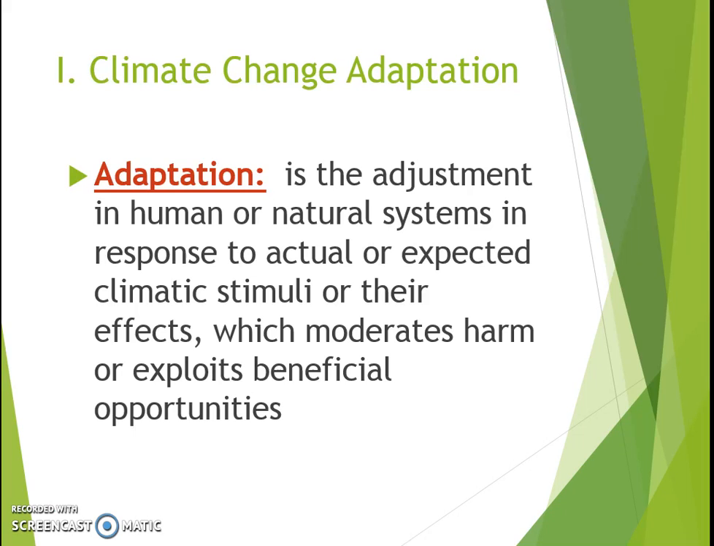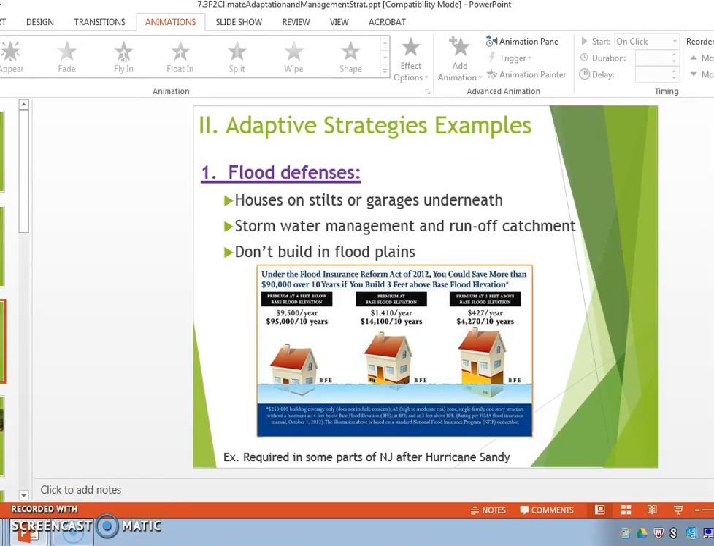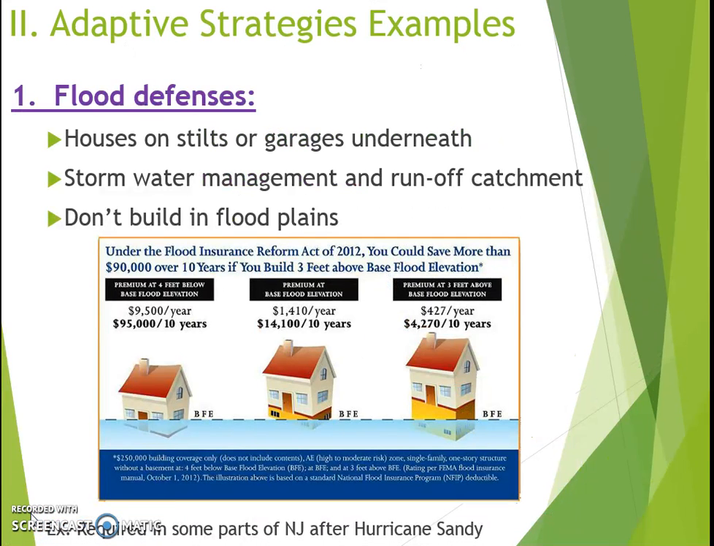Whoa, what is that? So that means that we are going to make some sort of change as humans based on what we think or are seeing happening in our climate. So this is assuming climate change is happening. What are we going to do about it? So flood defenses are an example of an adaptive strategy.